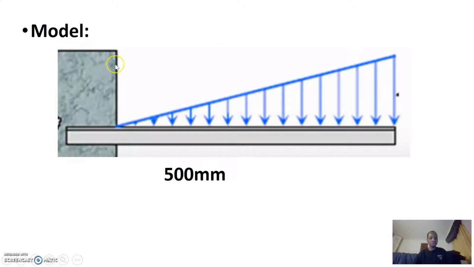And this is my model. I want to use a cantilever beam, which means that one end of the beam is going to be fixed and the other end is going to be free. The length of my beam is going to be 500 millimeters, and there is going to be a force that is not constant. The force is going to vary, as you are seeing right here, so it's a non-constant force, or pressure.